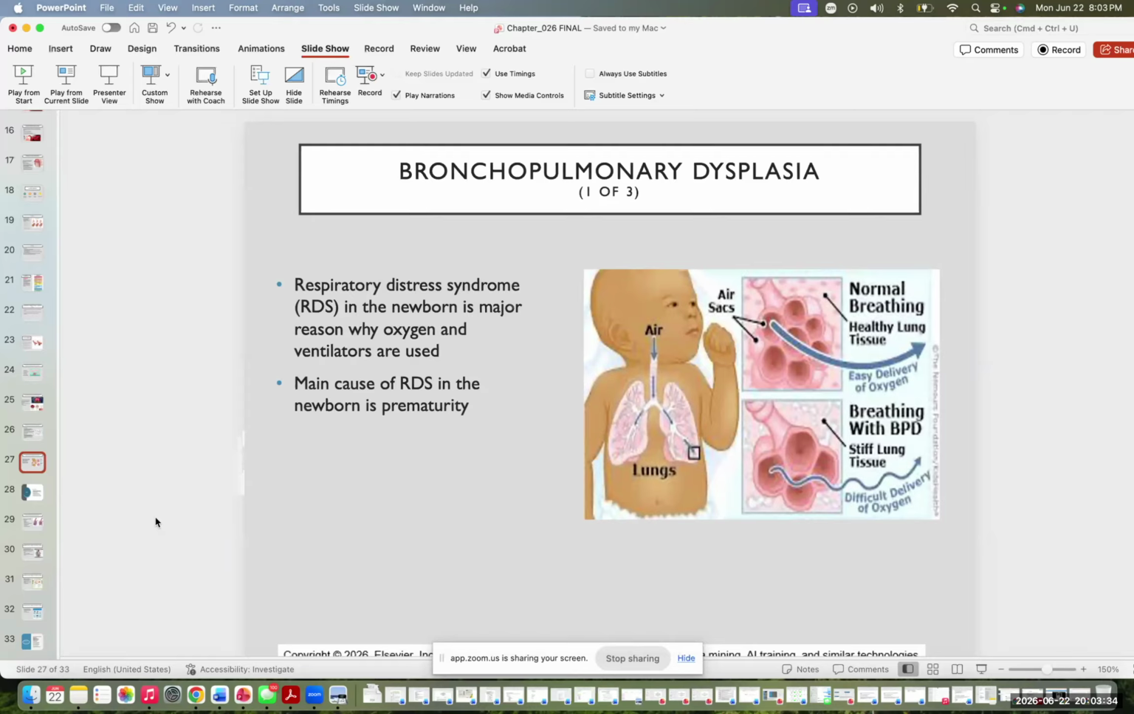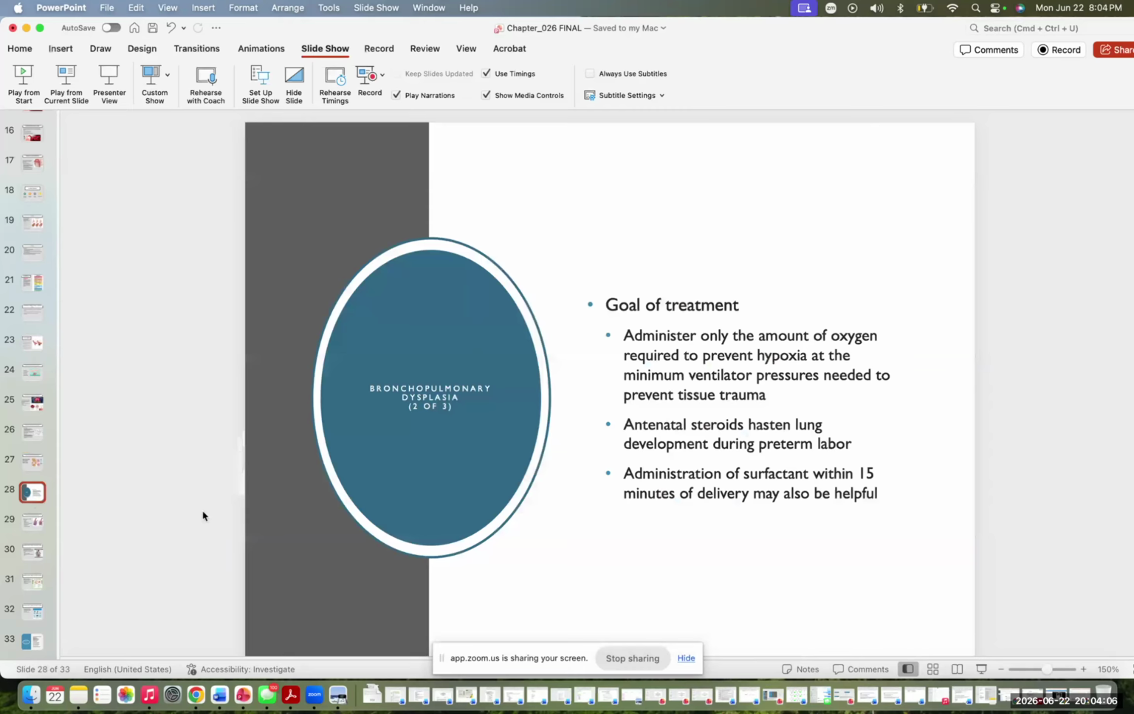Do you guys remember what happens with prematurity with infants? Their lungs are not fully developed. And they don't have the surfactant. Exactly. So surfactant is going to make that less stiff, right? Remember we used to give mom medication to increase surfactant. So prematurity is the issue of why their tissue is stiff.